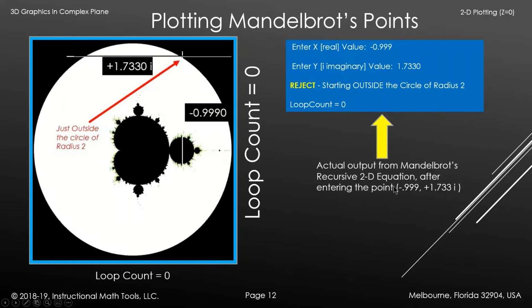Well, the first point we're going to use is this one, which points to the outside of the circle. So we've already jumped the circle, and we feed that information to this tool, and the tool comes back and says it's a reject, starts outside of the circle of radius 2, loop count is 0. You can forget all about that point. We can ignore it. It doesn't matter. It's not legal.